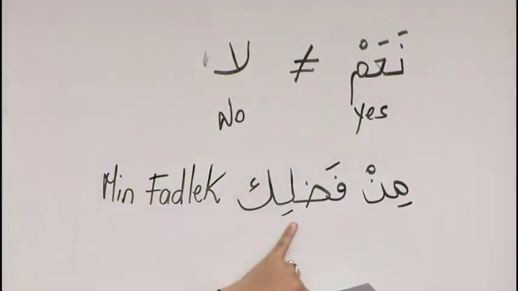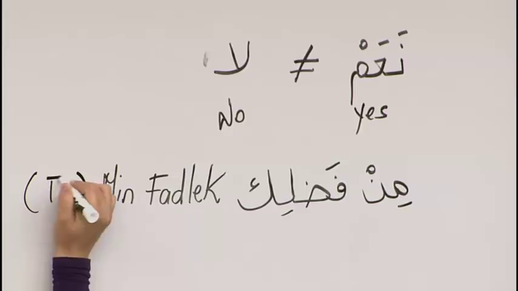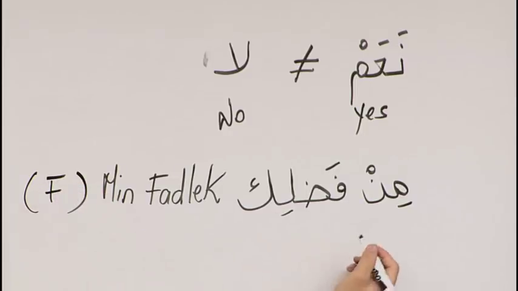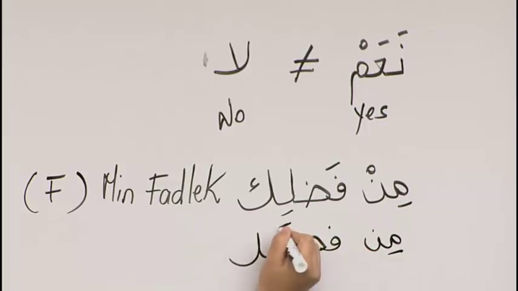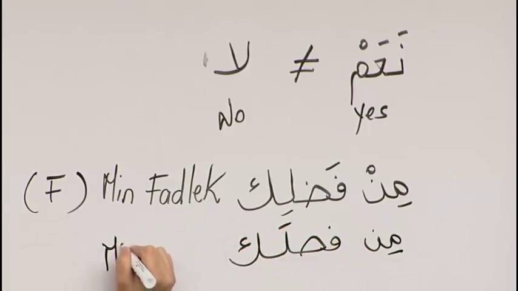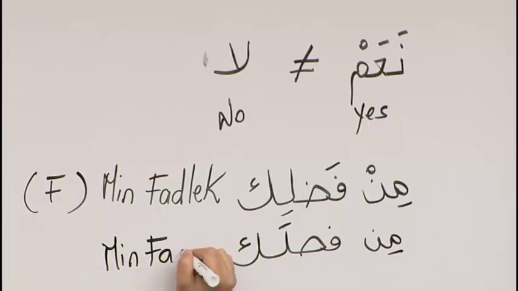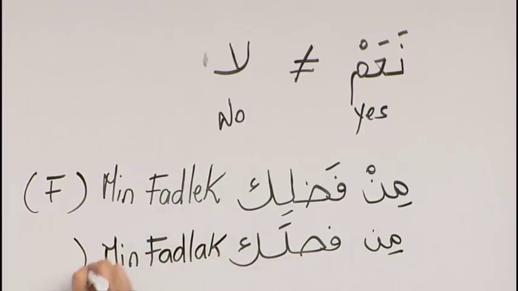And look, you see a kasra here. Are you addressing a female or a male? A female. If it was a male, you're going to say من فضلك. Okay? Female. Please. من فضلك. That is a male.